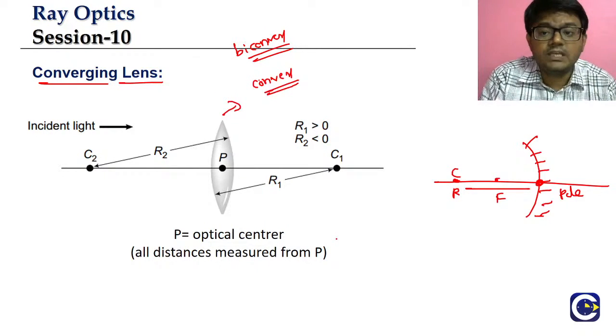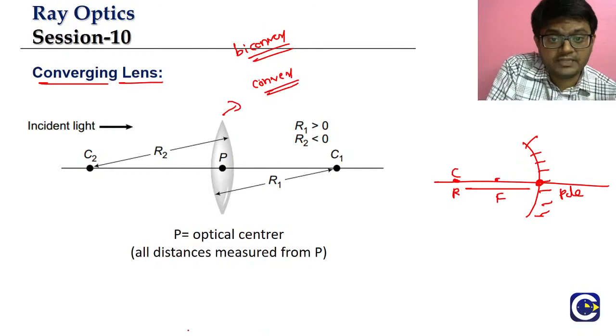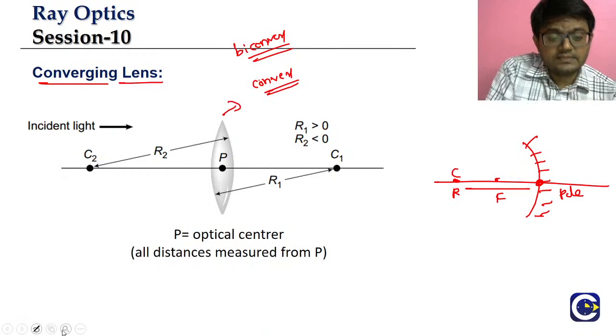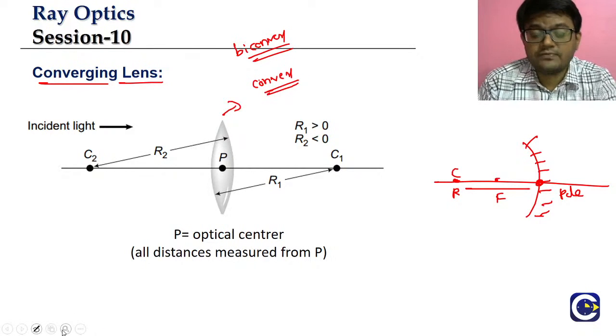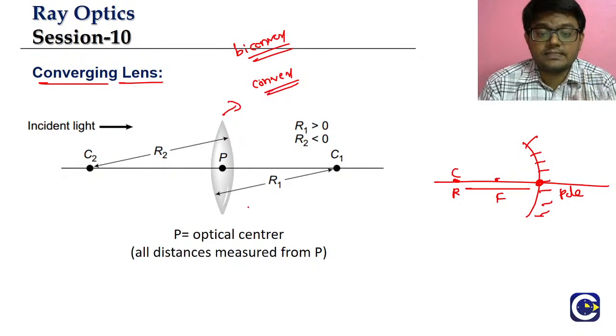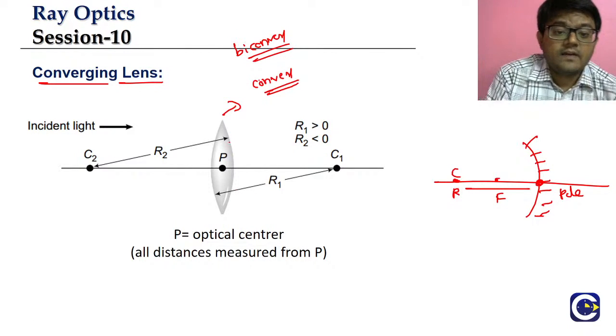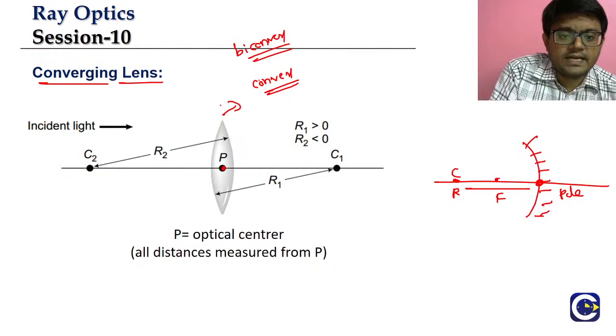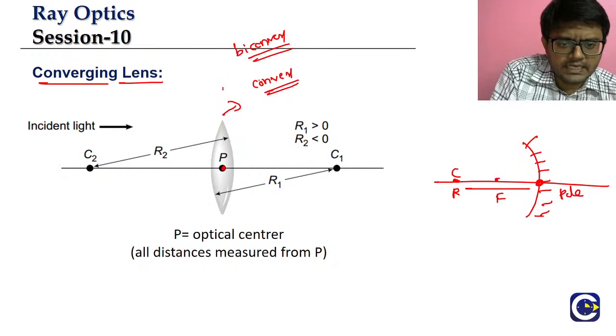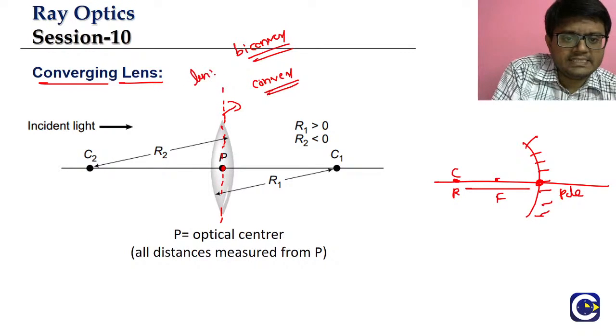Like, you know, we have certain important points of measurement for the mirrors. Same way for the lenses also, we'll have some important measurement points. So what are those important measurement points? For a lens, the midpoint of the lens. Okay, so here if you look at the line that cuts the lens into two parts, this way, we'll call it the lens axis.